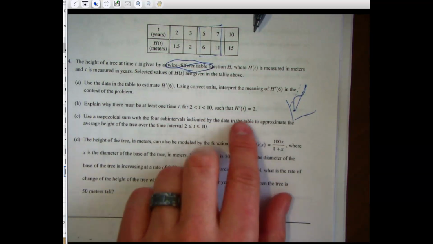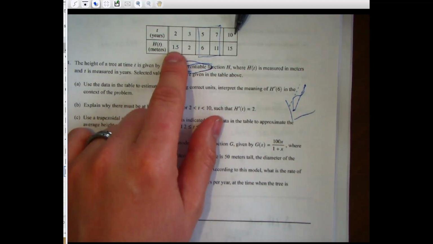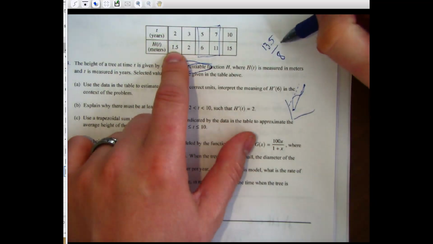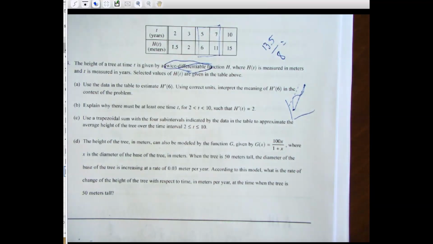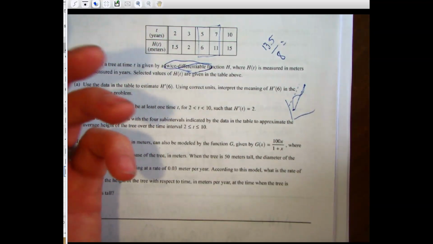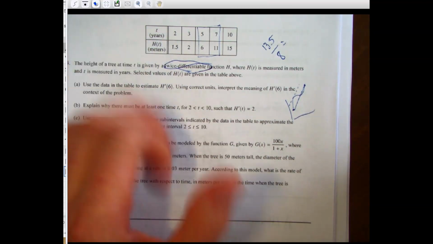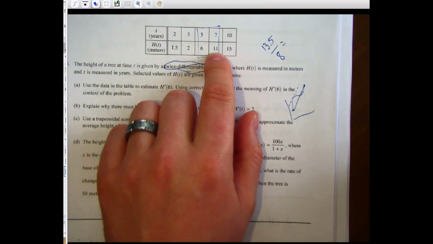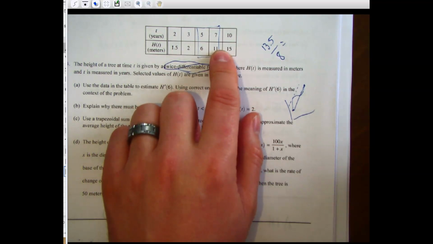I started off with 2 and 10 because that's what they gave me. So I assumed if I did 15 minus 1.5 over 10 minus 2, that would give me 2, but it didn't. So at first I was like, wait a minute, maybe this doesn't work. But then if you keep looking through other possibilities, for example, 15 minus 11 is 4 over 3. Well, that's not 2.